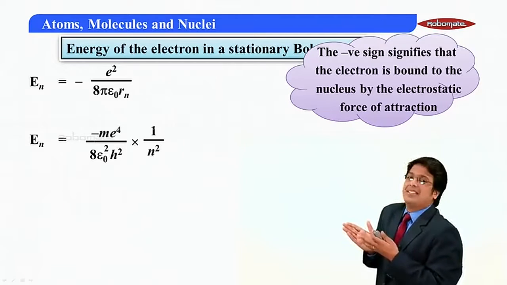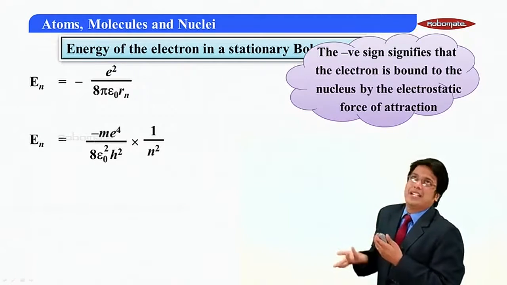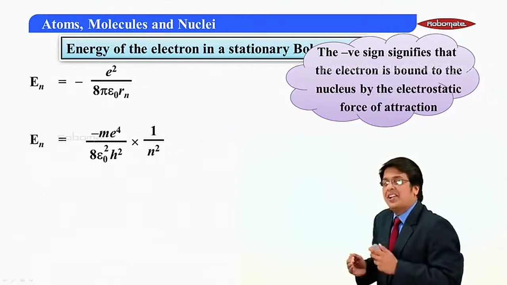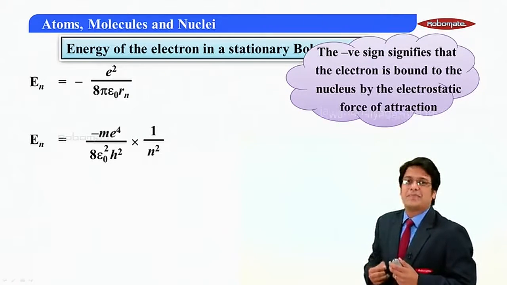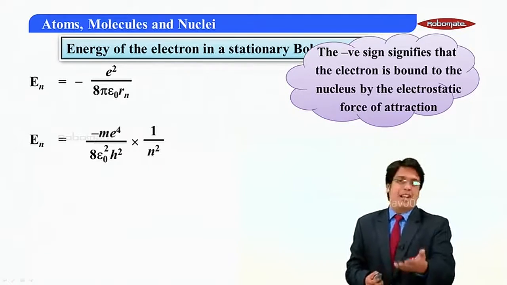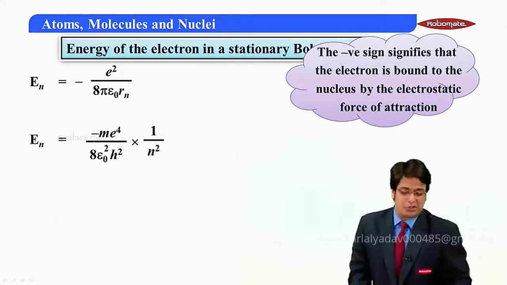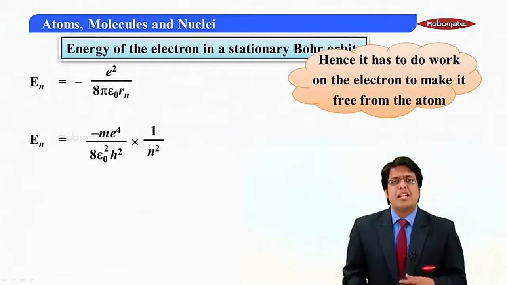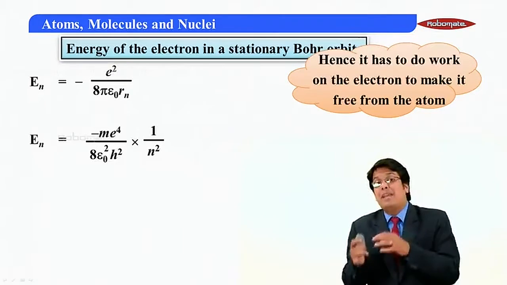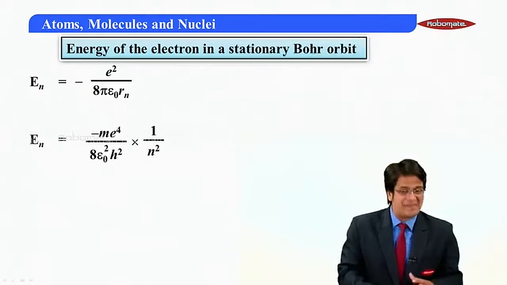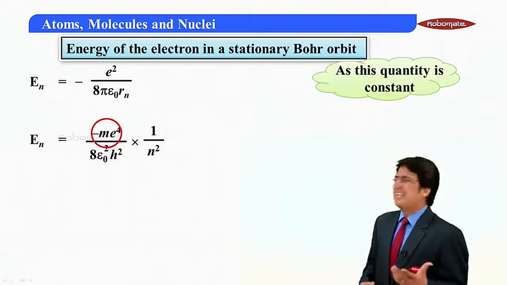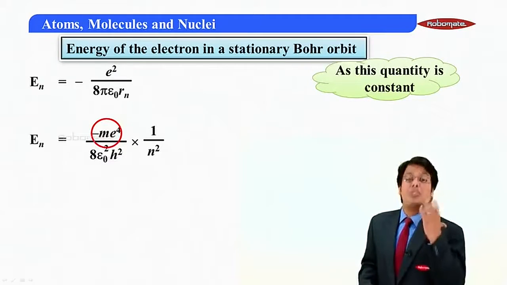So let's say the energy of the electron in the nth orbit is minus 10 electron volt. I have to give plus 10 electron volt to get it out. What will happen if I supply 20 electron volt? That is for the electrons and photons chapter. Any which way, when I talk about this energy, it is the work to be done on the electron to make it free from the atom.